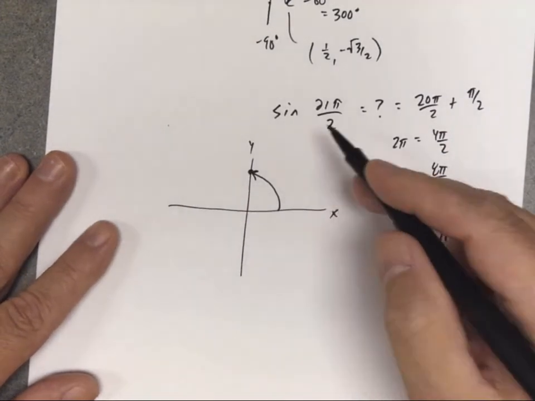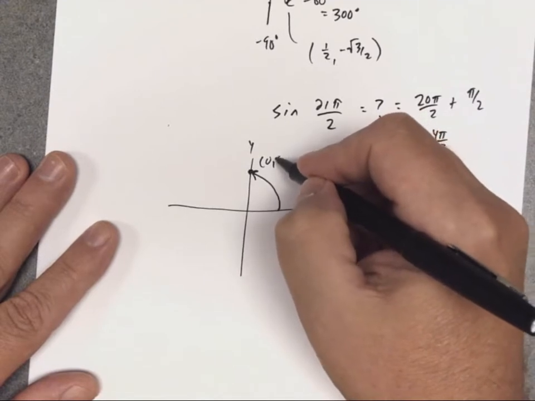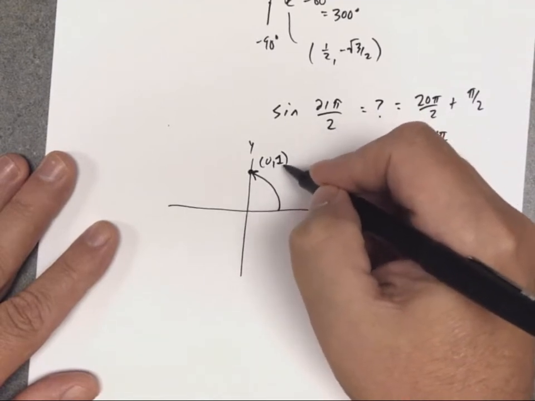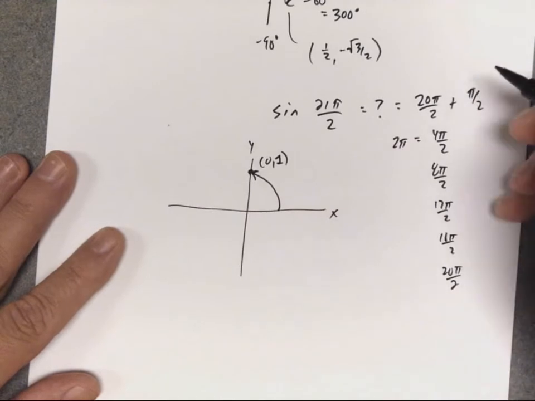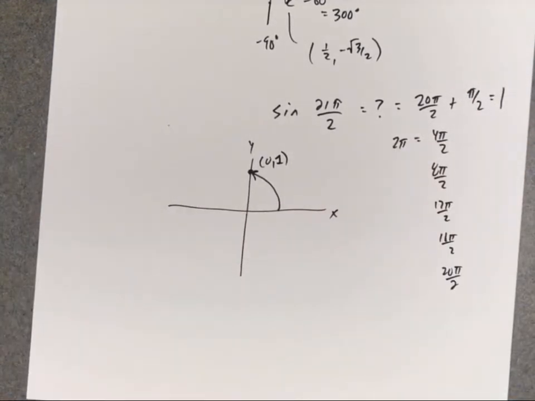Since you want the sine of it, we say, well, what is this point here? This point is 0, 1. The sine is the y value. So the sine of 21 pi over 2 is 1.